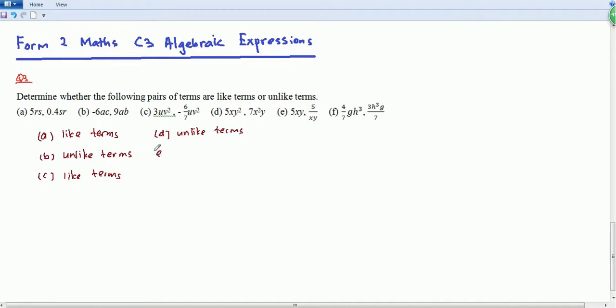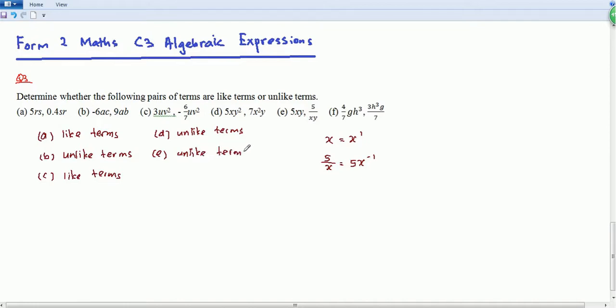How about E? x power 1, y power 1, x power 1, y power 1. But they are actually unlike terms. Why? When you write 5 over x, the power of x is actually 5x to the negative 1. So the power of x, if you want to write it on the top, is actually negative 1. So they are unlike terms.